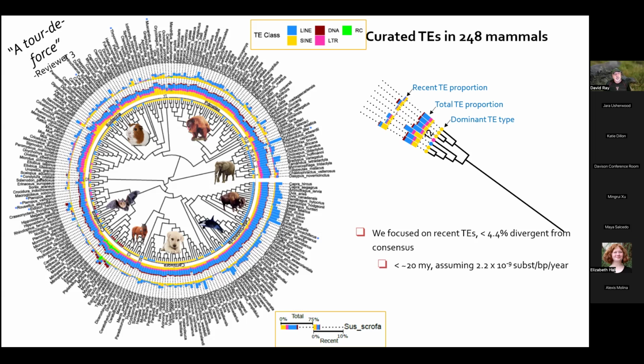What you're going to see next is the total TE proportion, how much of the genome is actually represented by transposable elements overall. But then we were also interested in what has been happening more recently. What has been happening in these different clades over the more recent past? And so that's represented here by the final tip on this thing. So we've got dominant TE, total TE content, and finally more recent TE content in that genome. And so we focused on that recent TE content.